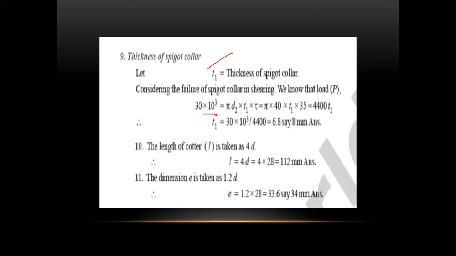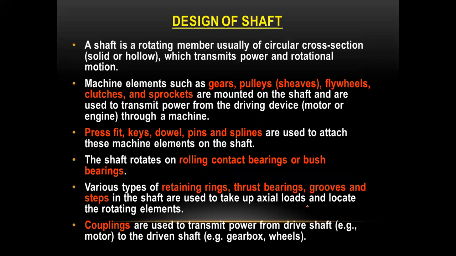So the failure of load P is equal to pi D2 into T1 into tau. So finally you are getting thickness. The length of the quarter is equal to 4T. Substituting D, 4 into D, you are getting 112. The dimension of E is taken as 1.2D. So E is equal to 1.2 into 28, that is equal to 34. So like this we have to design the things.